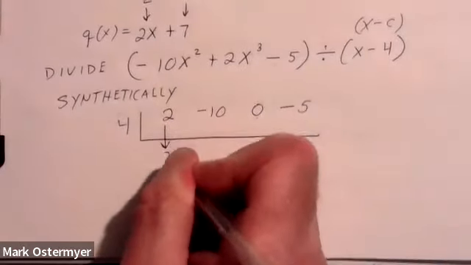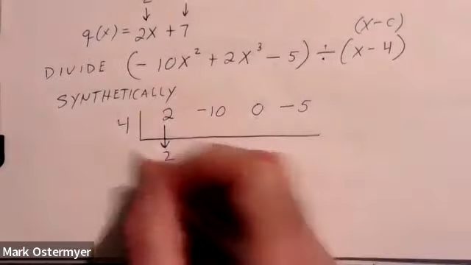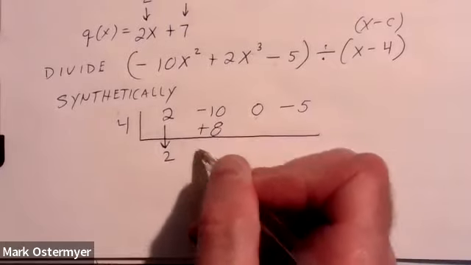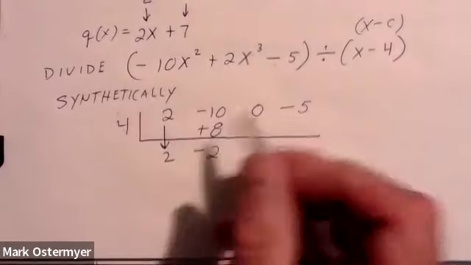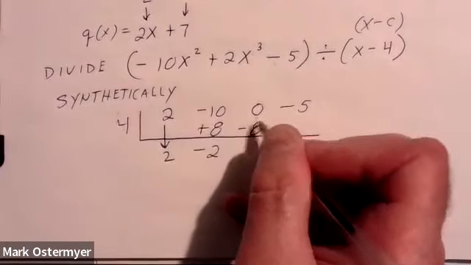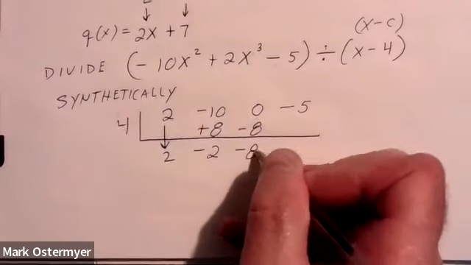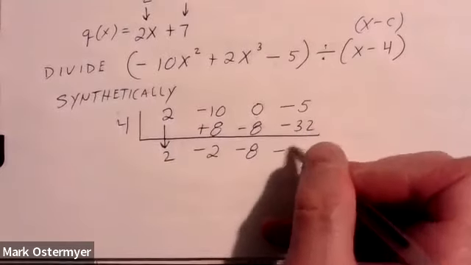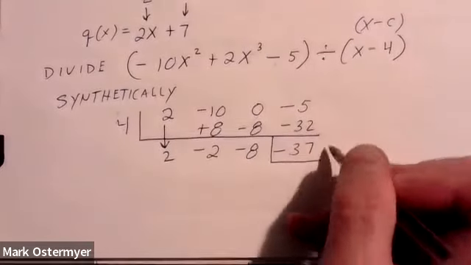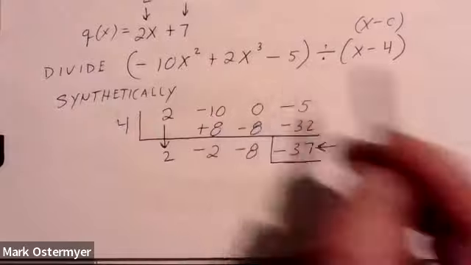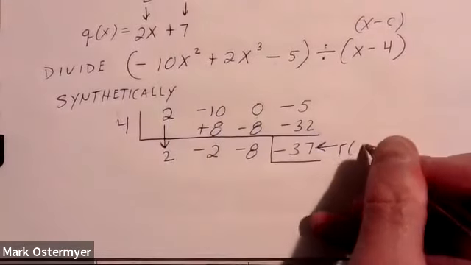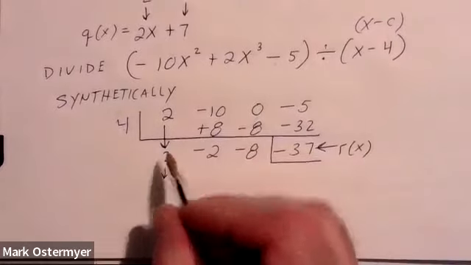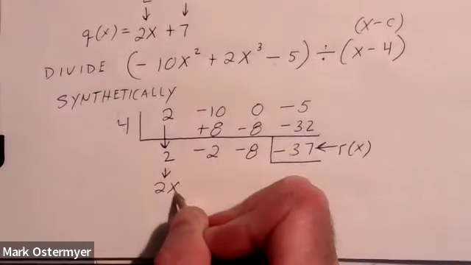Bring down the 2, and here we go. We multiply, bring the number up, and add. 4 times 2 is 8. Add, you get -2. 4 times -2 is -8. Add, you get -8. 4 times -8 is -32. Add, you get -37. And we're done. We have just divided this trinomial by this binomial. This is your remainder.